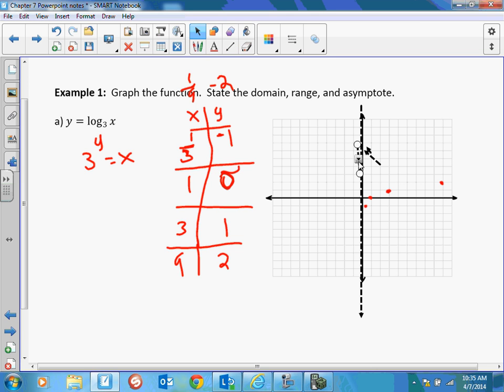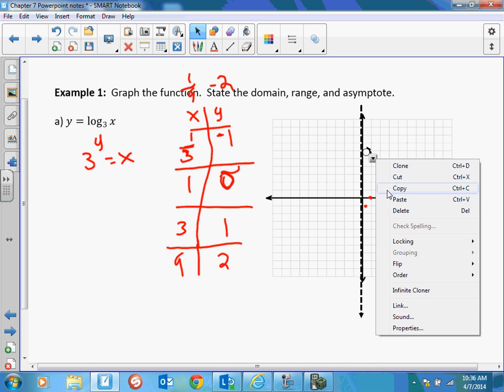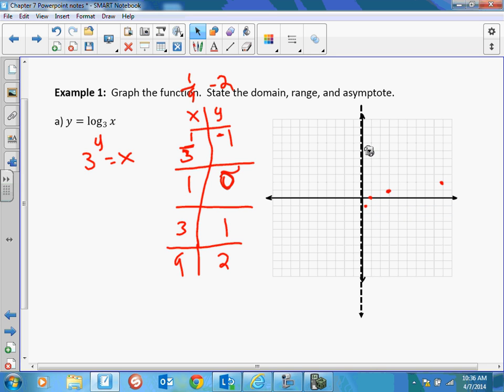Okay, so if we draw a smooth line connecting those points, it's going to look like this. Hopefully I make it smooth enough. Okay, so basically what happens is it levels off at x equals 0, okay, because you can't take the log of 0 or a negative number, okay, and that's what the graph is going to look like.